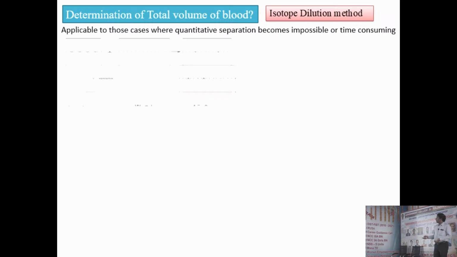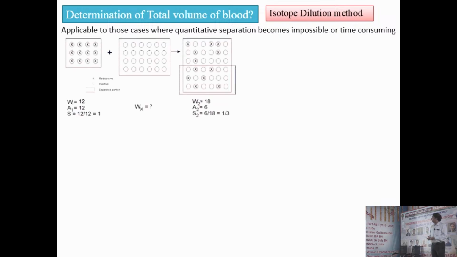It is applicable to cases where quantitative separation becomes impossible or time consuming. This is not only for one blood sample; in some cases where quantitative separation is not possible, you can use the isotope dilution method. In the simple example I have written, this is the tracer I have taken. You see how many total circles there are with the cross. These are all active. Out of 12, every one is active, so the total is 12 and the specific activity will be 1.